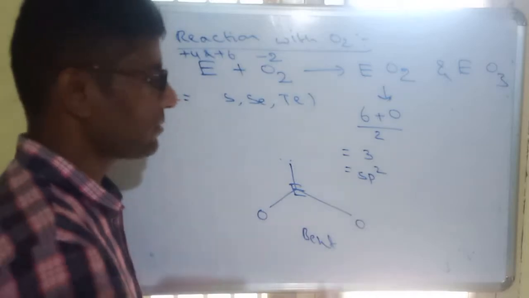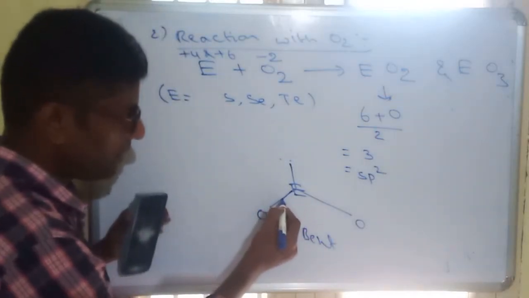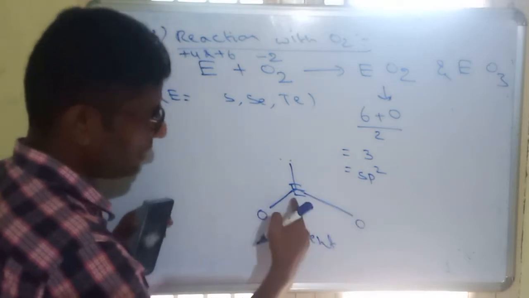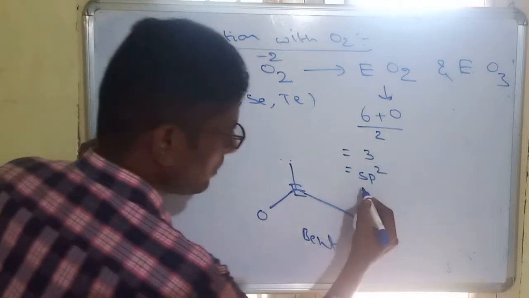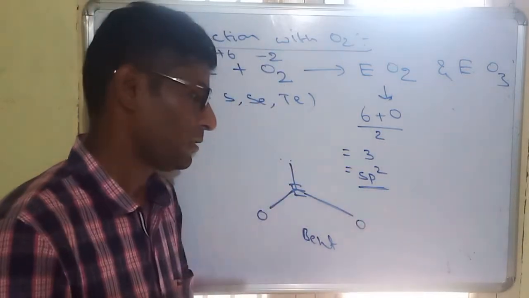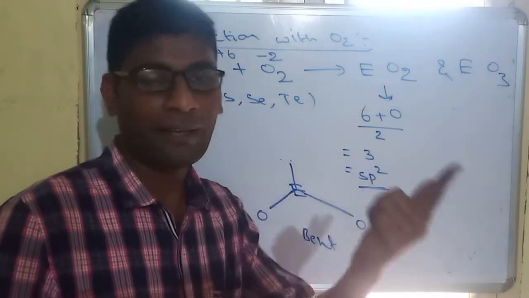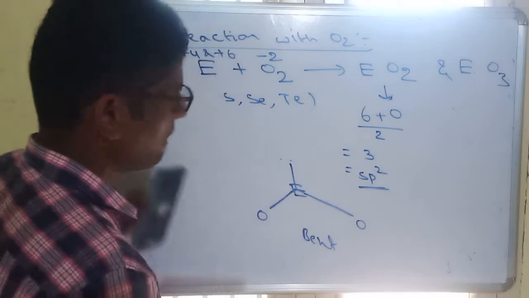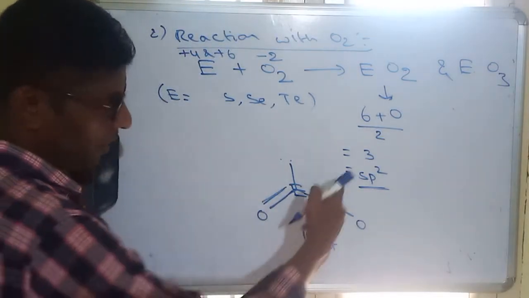Simply, sulfur dioxide is a bent molecule. So there is one sigma bond between E and O, and there is some unhybridized orbital. sp2 is the hybridization; p orbitals are 3, and in hybridization 2 orbitals are participating. There is one unhybridized p orbital, and that one unhybridized p orbital will form a pi bond.